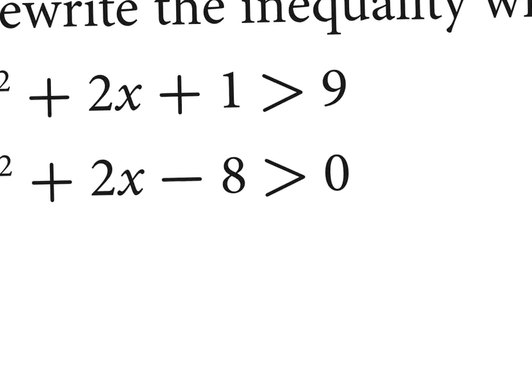How did they get rid of that 9 mathematically? What did they do? Yes. So they subtracted 9 from both sides, and that is where x squared plus 2x minus 8 is greater than 0 comes from. So if I am looking for where x squared plus 2x minus 8 is greater than 0, am I looking for where this graph is above the y-axis or below the y-axis? Above, because I want it to be greater than 0, and greater than 0 is things that are positive.